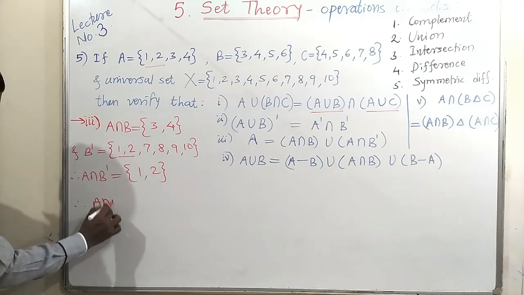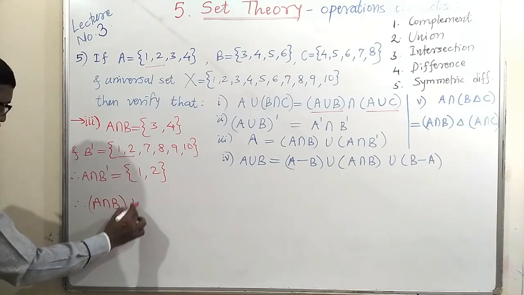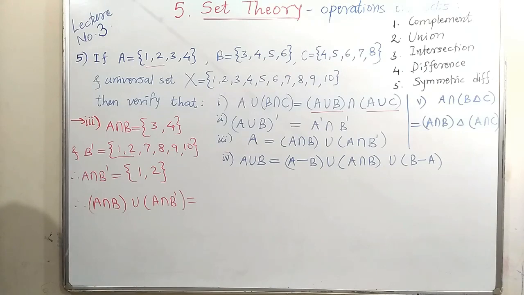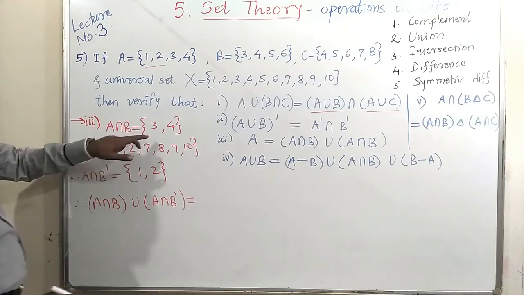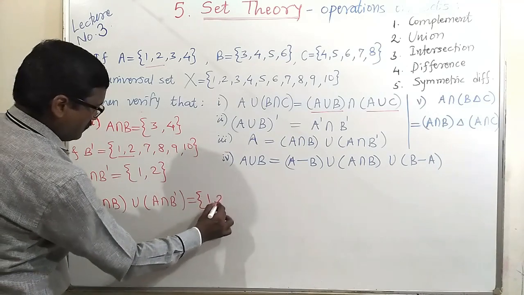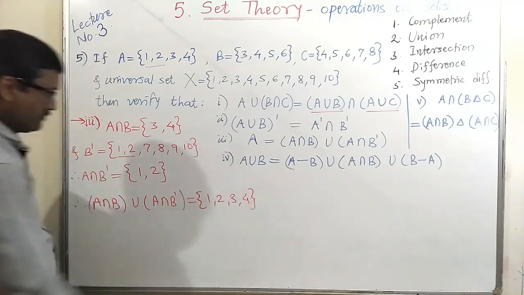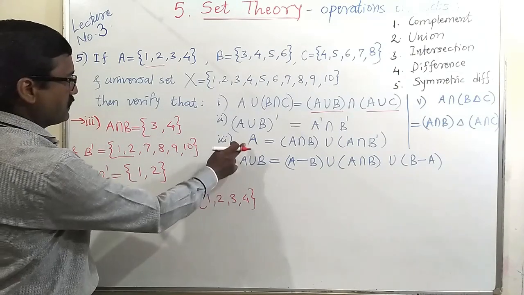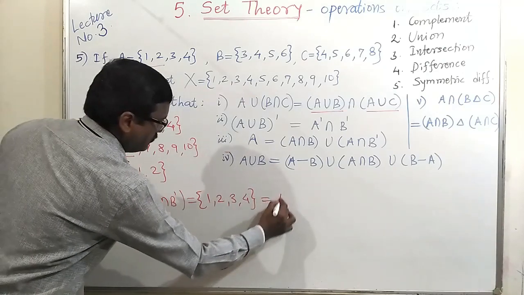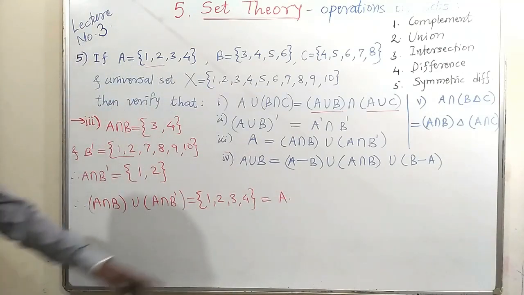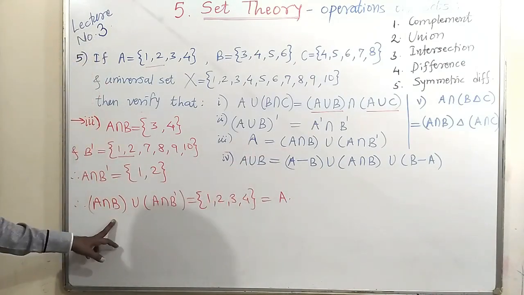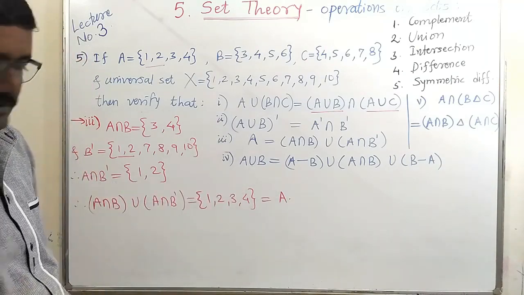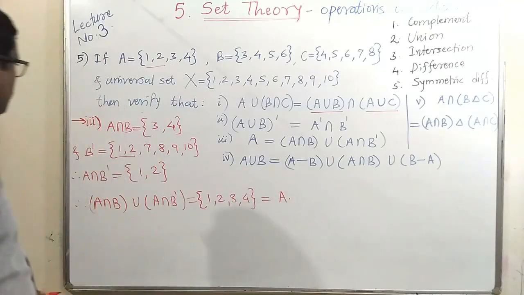Therefore, A intersection B union A intersection B complement is equal to the union of these two sets, which is 1, 2, 3, 4. This union is nothing but once again A. So it is equal to A. Therefore, this A is equal to this one. That is result number 3. Okay. Let us see the fourth one. In the fourth one, once again intersection and union are there.